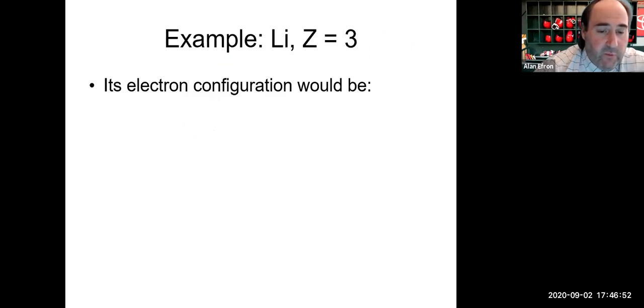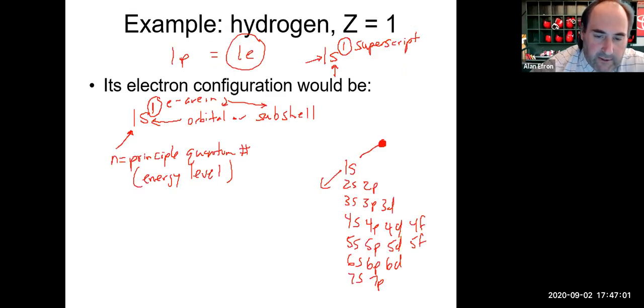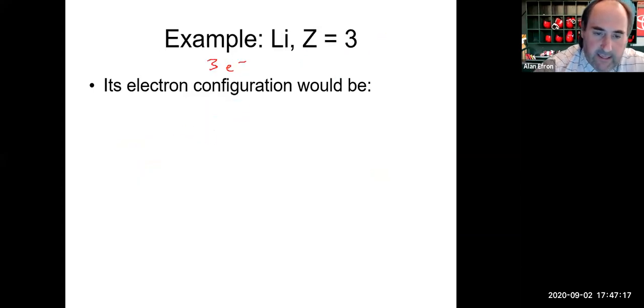And that happens when we go to lithium. Lithium is 3, which means it has 3 electrons. Again, coming back to our diagram, we would start here. It would be 1s2. And now that we filled that, we zigzag back around and come to this guy, and it would be 2s1. So this guy here would have a configuration of 1s2 2s1.